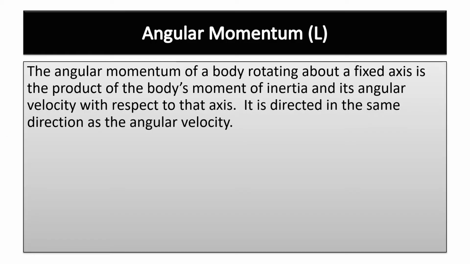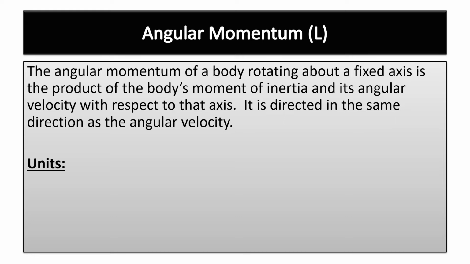So angular momentum, we use a capital L to represent angular momentum. The angular momentum of a body rotating about a fixed axis is the product of the body's moment of inertia and its angular velocity with respect to that axis. It is directed in the same direction as the angular velocity. So it is a vector quantity.